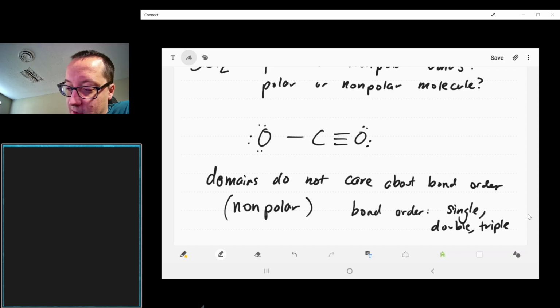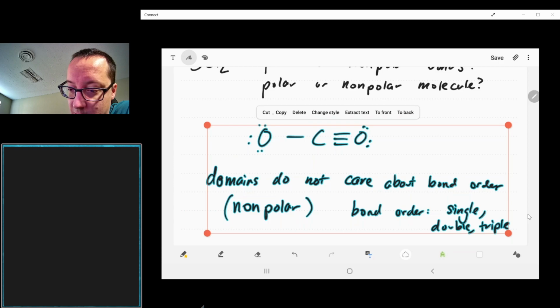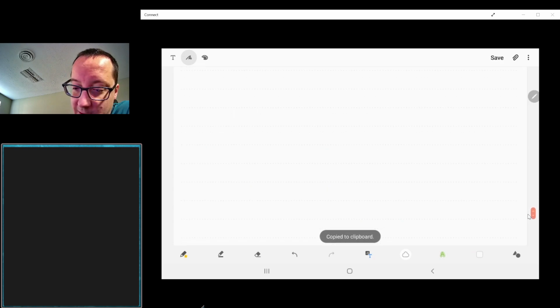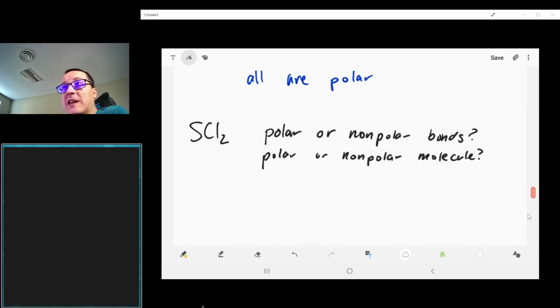Okay, let's move this down somewhere else, just so we have some room here. Cool. So let's look at this example. We have two questions being asked. This sulfur dichloride molecule, does it have polar or nonpolar bonds? And then is it a polar or nonpolar molecule? So again, these two questions could have different answers. They could have the same answer. So we'll see.